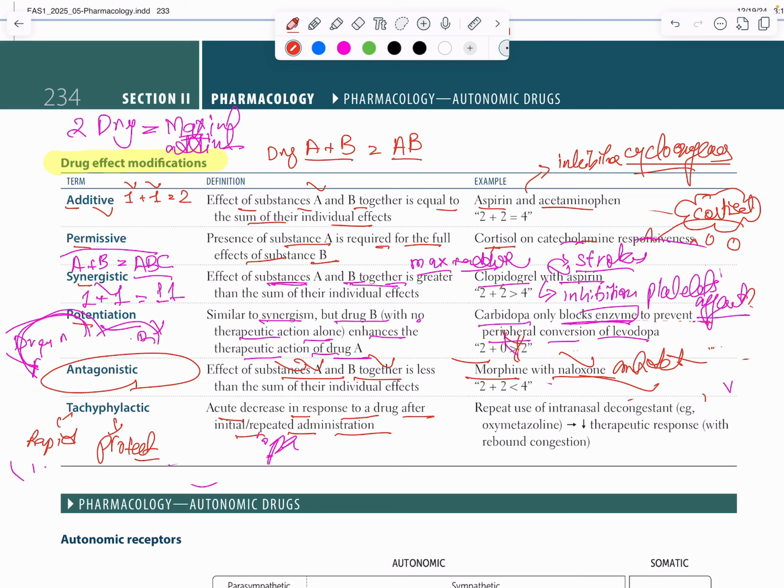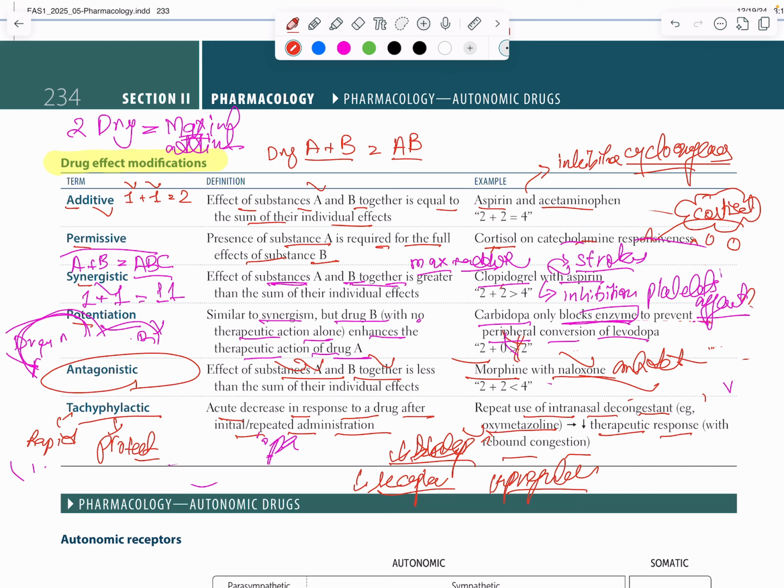For that, we use intermittent therapy, for example with decongestants like oxymetazoline. It decreases the therapeutic response and causes rebound congestion, because when you use these, it will decrease the number of receptors that will upregulate the effect. And for the next time, what will happen?